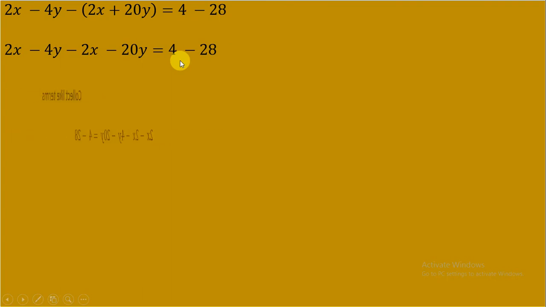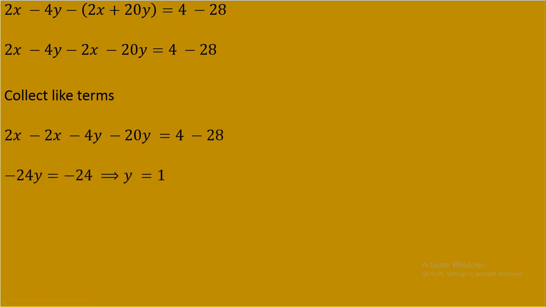And by the time you cancel out from the collection of like terms, you'll be able to cancel out 2x minus 2x, and you are left with minus 4y minus 20y, which is equals to 4 minus 28. And as a result, you are left with minus 24y equals minus 24. And you can divide both sides by the coefficient of y, which gives y equals 1.